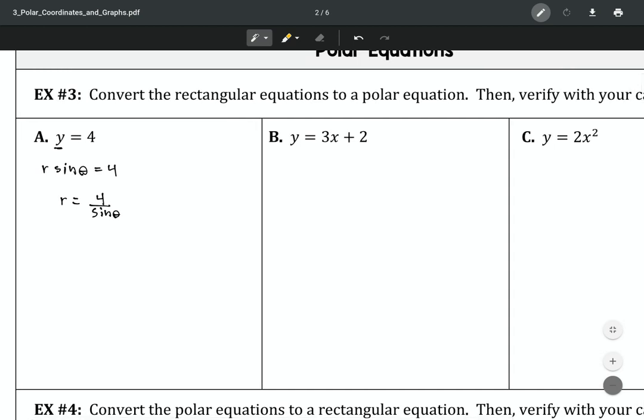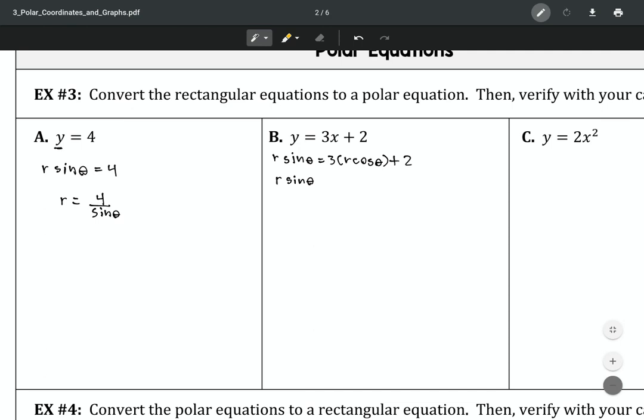Now, on B, all right, same idea. Not the only way to do it, I'm sure, but there's some way I can think of. I'm going to replace that y with r sine of theta. I'm going to replace this x with r cosine of theta. And let's see. I'm trying to get the r by itself, so I'm going to subtract.